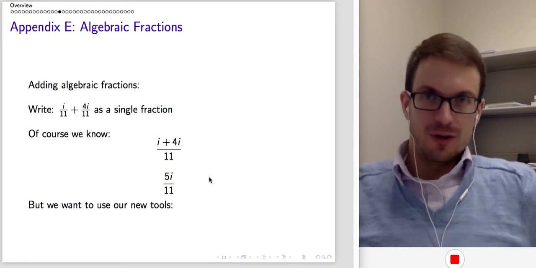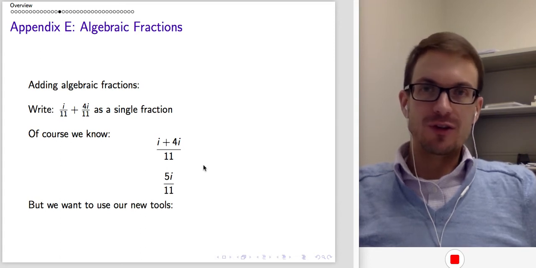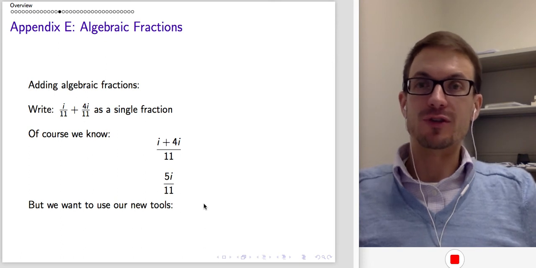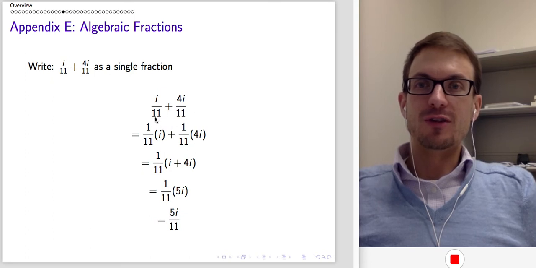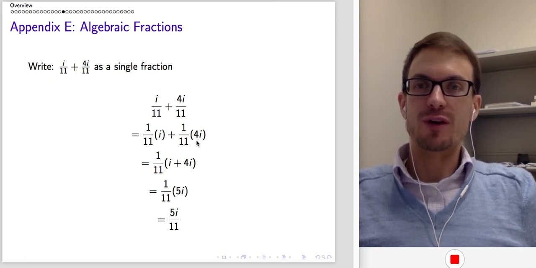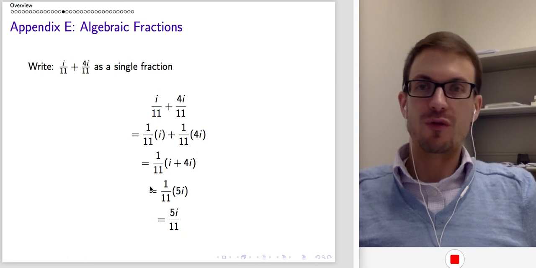Not that it's particularly useful on an example as easy as this, but sometimes it's nice to see those tools in action on simpler problems, so they're available to us on more difficult ones. So let's write this as a single fraction. What this amounts to is just factoring out this 1/11th: 1 over 11 times the quantity i, plus 1 over 11 times the quantity 4i, or 1 over 11 times the quantity i plus 4i. Here I factored out the 1 over 11, did the addition, and I've got my 5i over 11.